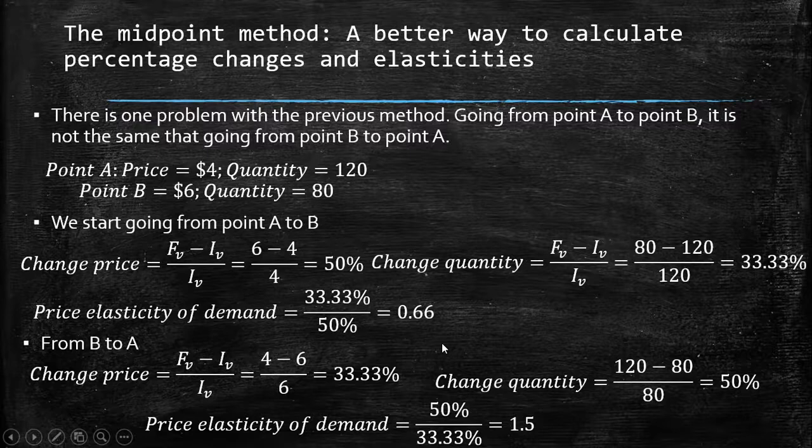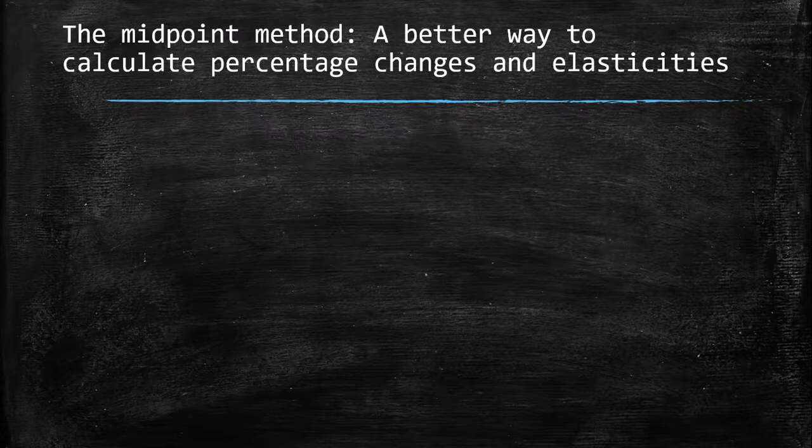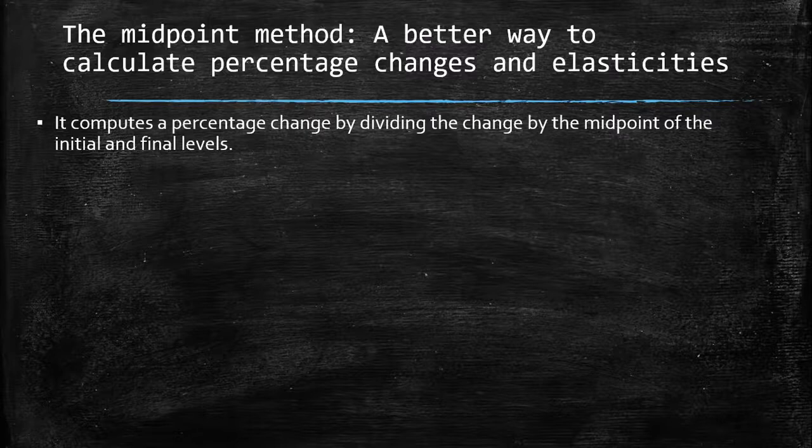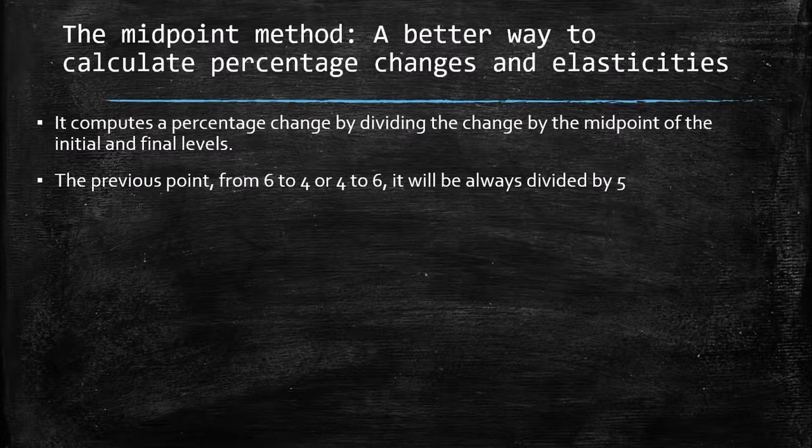So for this reason, we use the midpoint method. What is the advantage of the midpoint method? Because it computes a percentage change by dividing the change by the midpoint of the initial and the final levels. So it doesn't matter if we go from A to B or from B to A, because instead of dividing by the initial value, we are dividing by the midpoint, which is the sum of the two divided by 2.